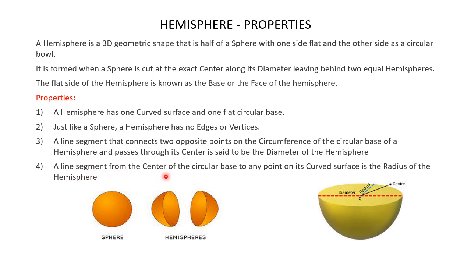A line segment from the center of the circular base to any point on its curved surface is the radius of the hemisphere. So in this hemisphere, if this is the center of the circular base and this is any point on the curved surface, then the line segment that joins the center of the circular base to any point on the curved surface is the radius of the hemisphere. So this is the radius of the hemisphere.